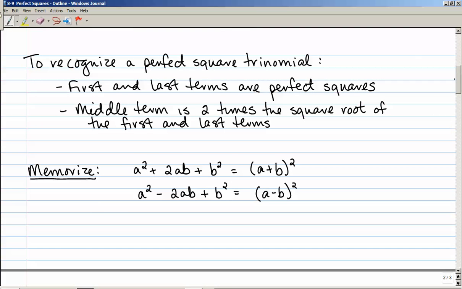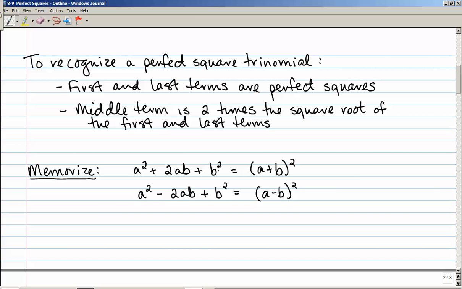To recognize if a trinomial is a perfect square, the first and the last terms have to be perfect squares. So your first term has to be something like x squared, and your last term has to be something like 81. Then the middle term has to be 2 times the square root of the first term times the square root of the last term. So in other words, if I have a squared plus 2ab plus b squared, a squared is a perfect square, b squared is a perfect square, and then my middle term, 2ab, is 2 times the square root of a squared times the square root of b squared.